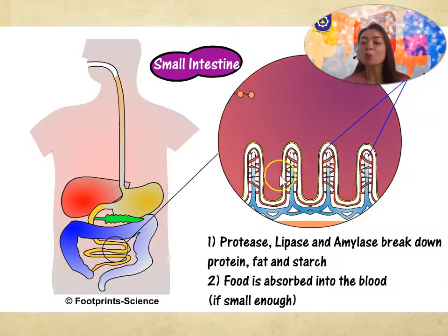Okay, so why must food be digested? So that it's small enough to pass through the partially permeable membrane. Alright, so let's continue to the next part.